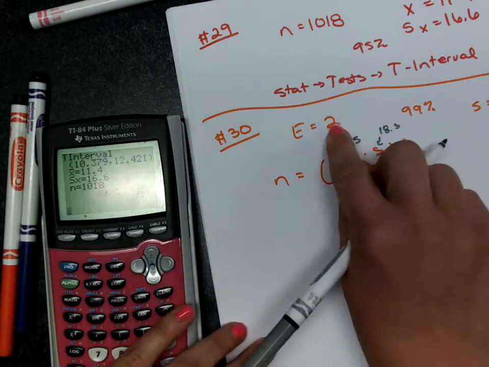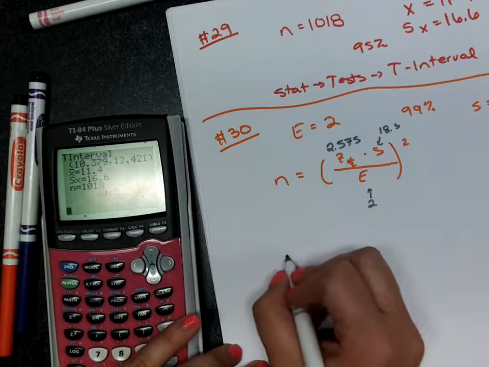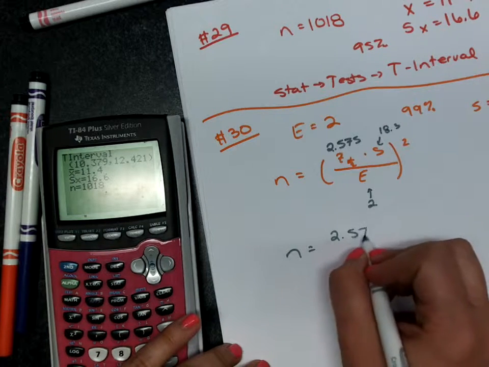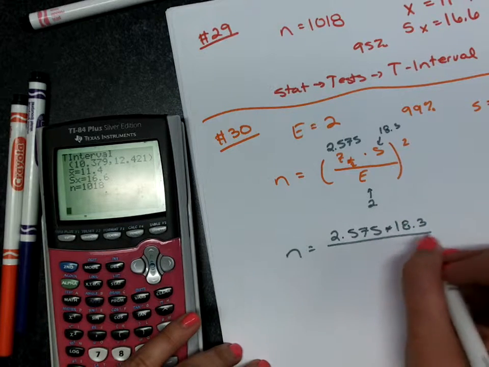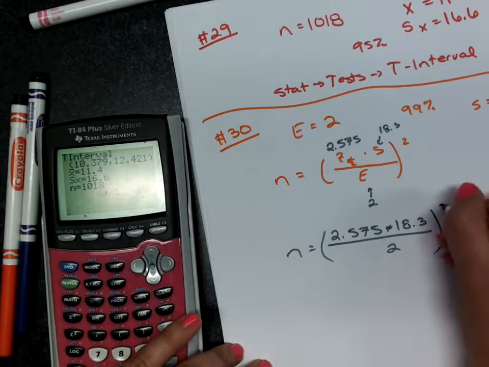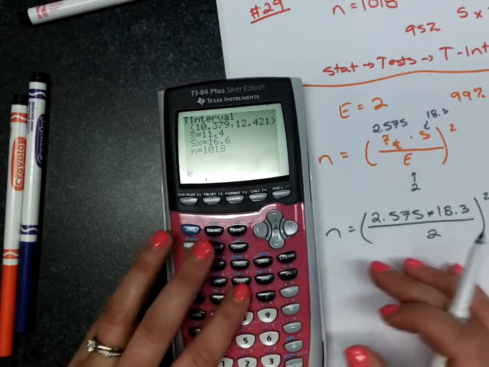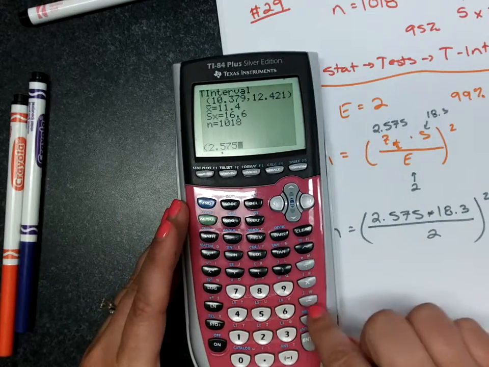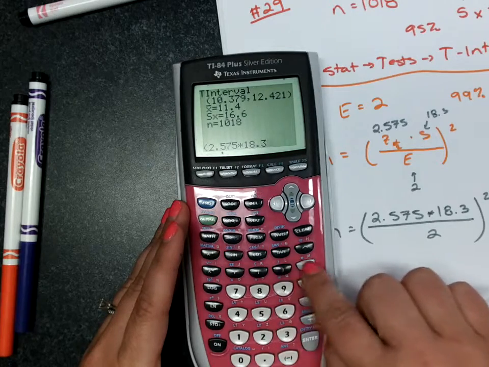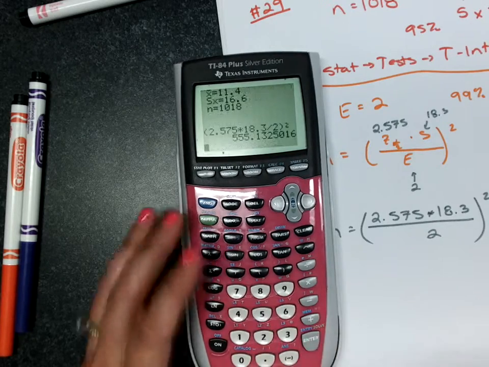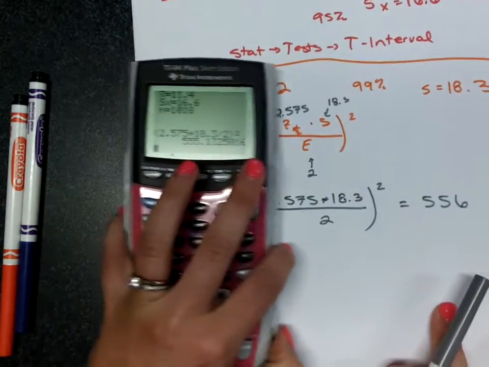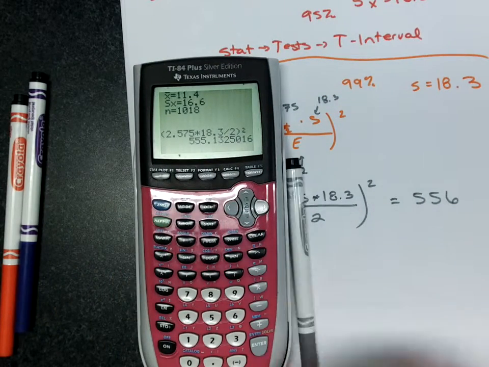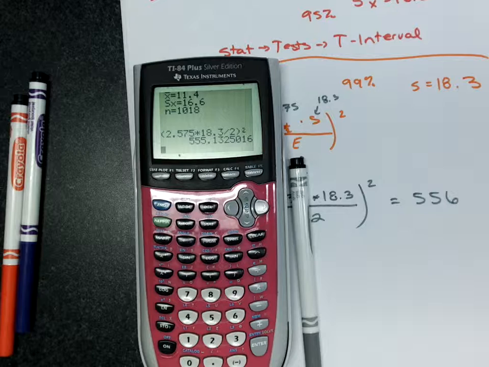S, they told us, was 18.3. And for means, you don't have to change this. It's not a percentage, it's just 2. So it's 2.575 times 18.3, all divided by 2, and then the whole thing squared. So if you type this in with proper parentheses, it should work out, and then we round up: 556. So just use the formula chart in the calculator so that you don't have to worry about working it all by hand.